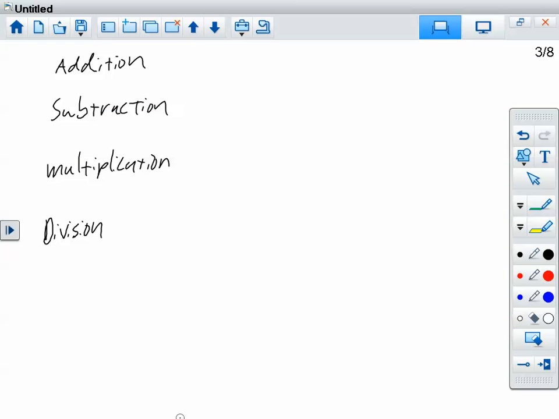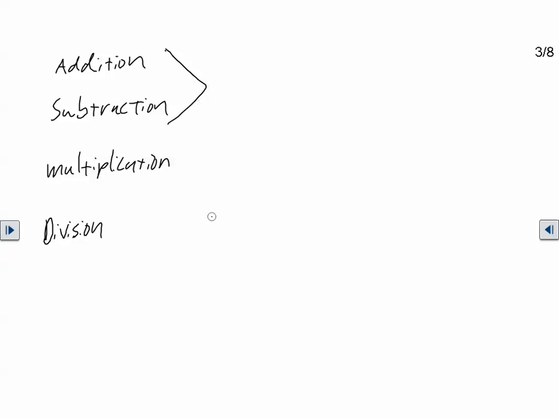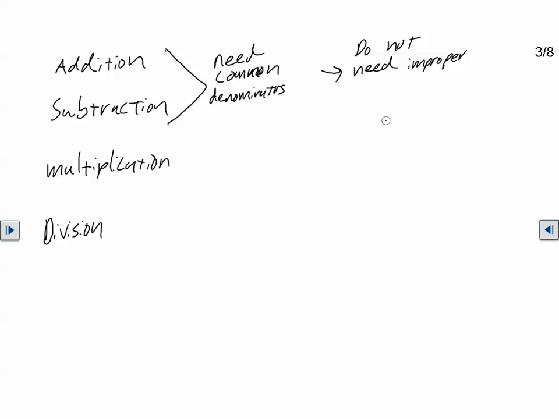Let's talk about a few things about fractions before we do some examples. Addition and subtraction need common denominators. You cannot add or subtract fractions without common denominators. That's always going to be our first step, is finding common denominators. However, we do not need improper fractions. You can do addition and subtraction with mixed numbers. I don't prefer it, right?